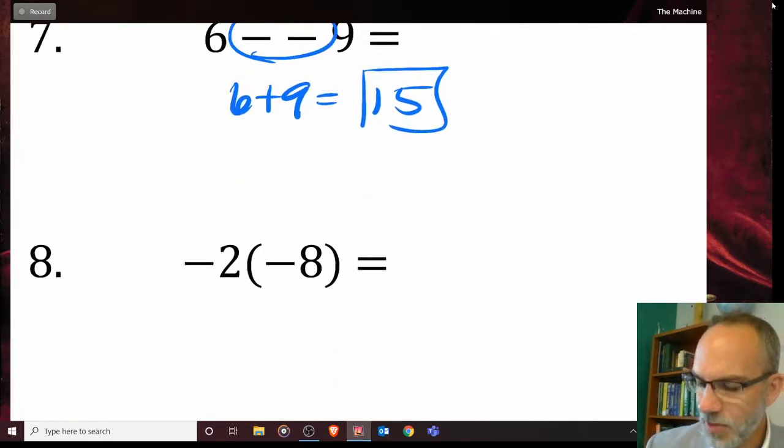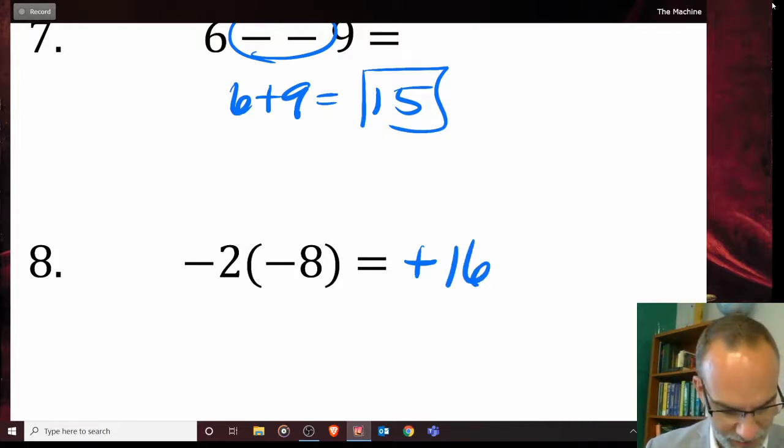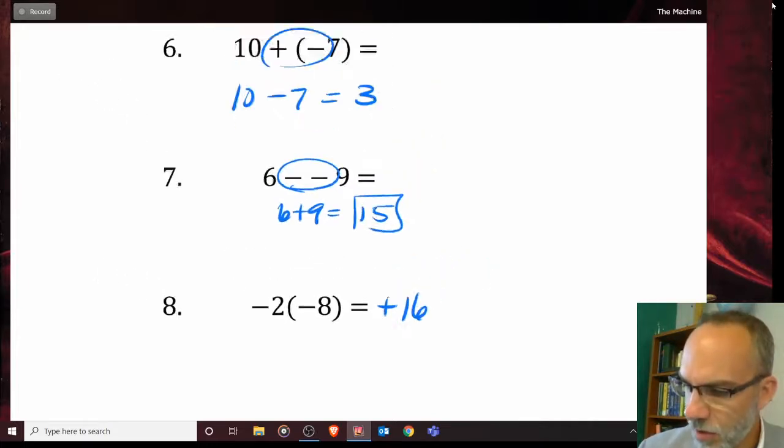Negative 2 times negative 8. A negative times a negative is a positive. So the answer is positive. And then the numbers, 2 times 8, 16. Okay? Now let's go back and talk about what these mean.